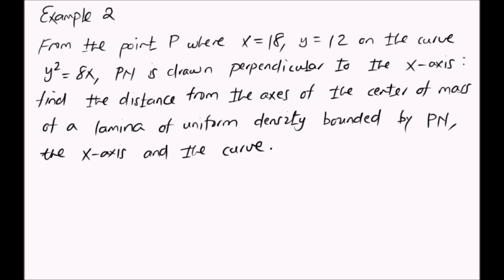Let us now see example 2. Example 2 inasemaje? Example 2 inasema from the point P where x is equal to 18, y is equal to 12, on the curve y squared is equal to 8x. So tuna hii curve, ngoja ni rotate, y squared is equal to 8x, afu tuna hii point P ambapo P x ni 18, y ni 12. So look at this diagram.